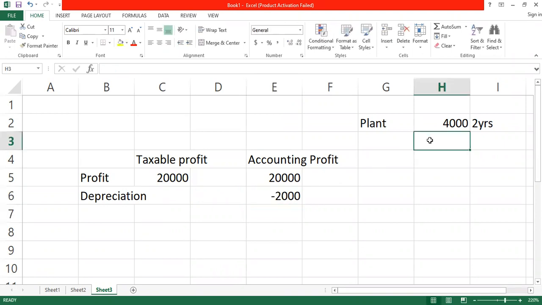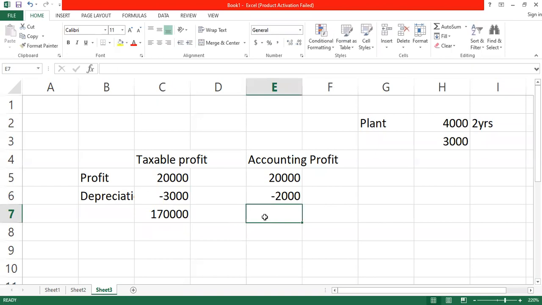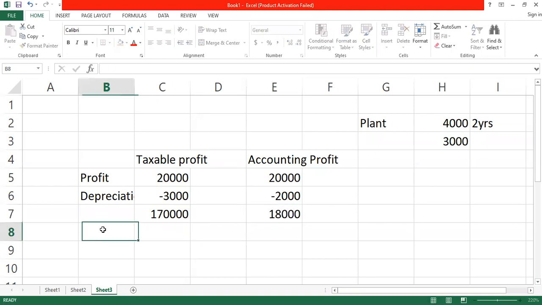Okay. Let's assume that the tax authority is giving you a capital allowance of 3,000 in the first year. So it means that the taxable profit in the books of the tax authority will be how much? Less 3,000, it will be 17,000, isn't it? But in the books of accounting, they are going to have 18,000, isn't it?